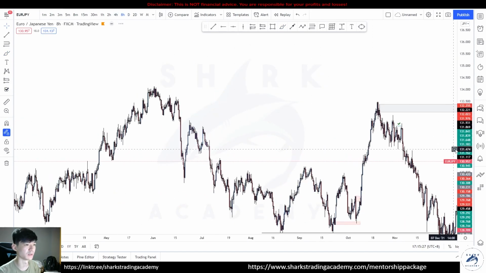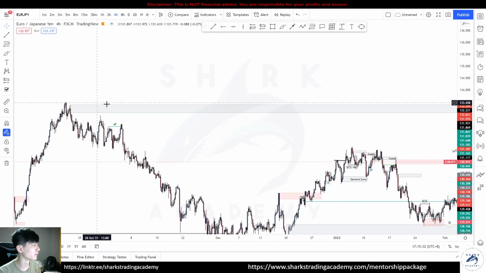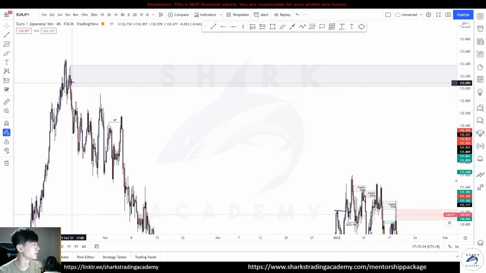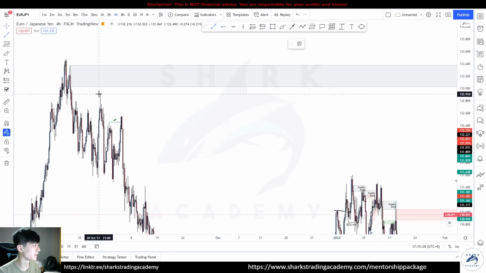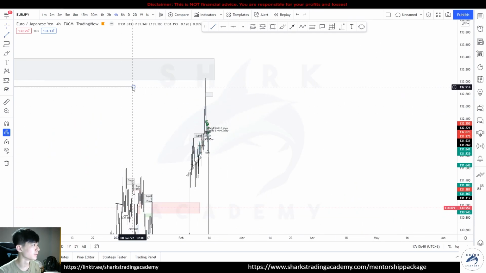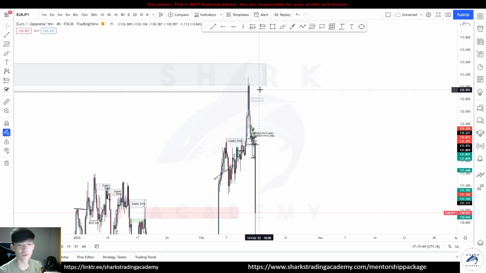I think this was 4 or 1 hour. Okay, so this is a 4 hour supply area. Can you see over here? Right, 4 hour supply area. This high, liquidity, taps in. So we didn't get involved here.